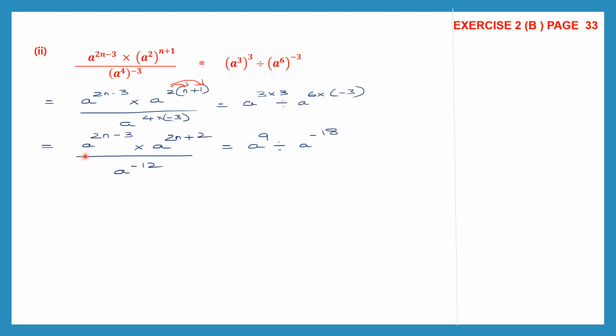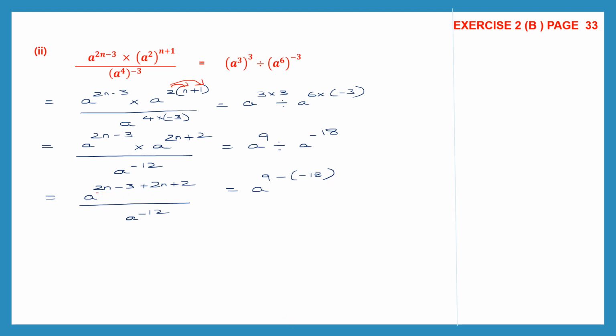Now here when the base is the same we can add up the powers, isn't it? So let's apply that law. Now that is a raised to the power of 2n minus 3 plus 2n plus 2 divided by a raised to the power of minus 12. Now this is equal to, here it is division and the base is the same, that means we can subtract the powers. So this becomes a raised to the power of 9 minus 18. Now let's work on this here. So here we have 2n plus 2n.